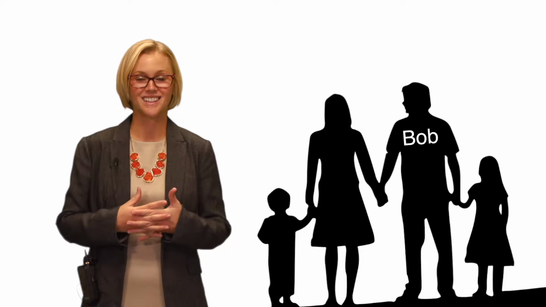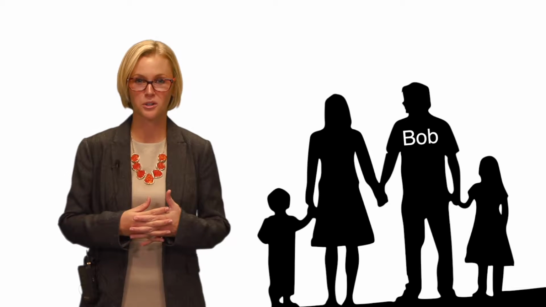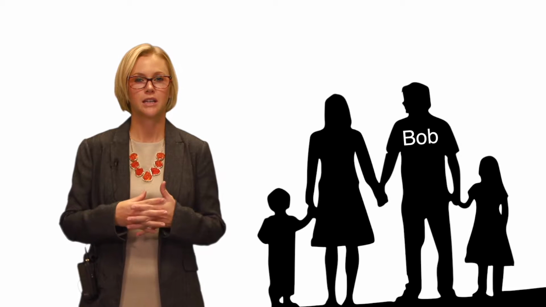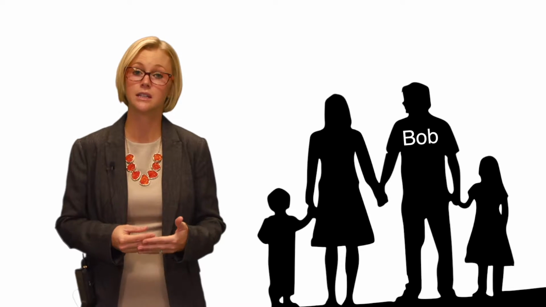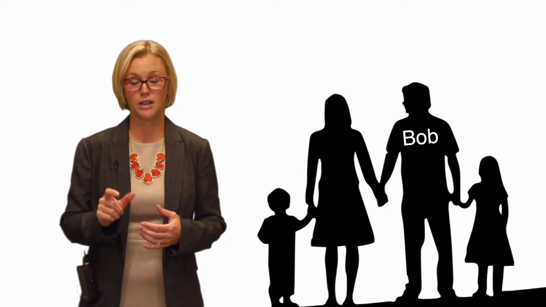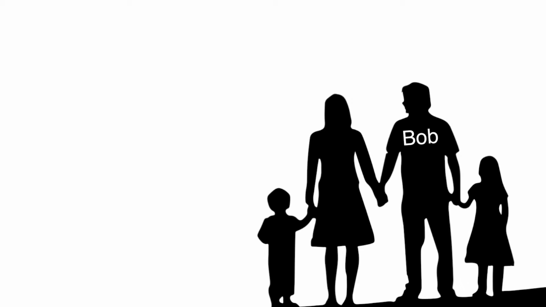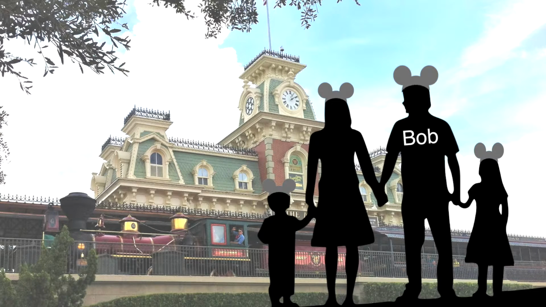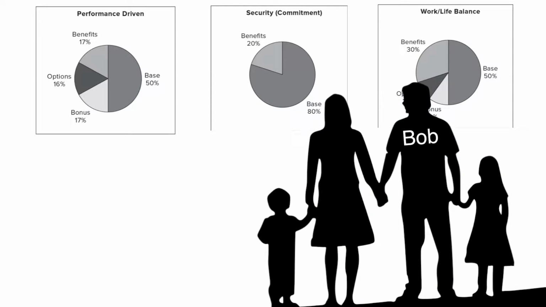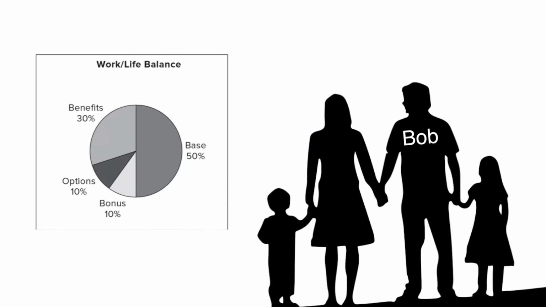So Bob is a dad. He's got 2 kids. He's a hard worker, but he really values ensuring that he has the medical benefits that he needs for his family, but he also wants to make sure that he has enough vacation time and flexibility that he can go on vacation with his kids. For example, he may want to take the family to Disney World this summer. So think of the different pay mix strategies. Which one do you think will be most attractive to Bob? It would be the work-life balance approach. So you have your base pay, but then a large portion of benefits that tie into that pay mix.